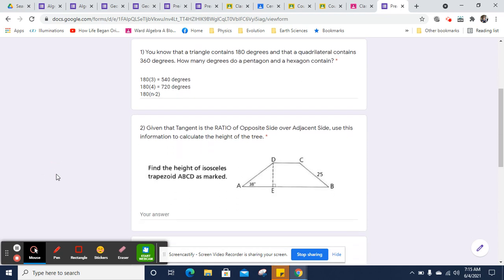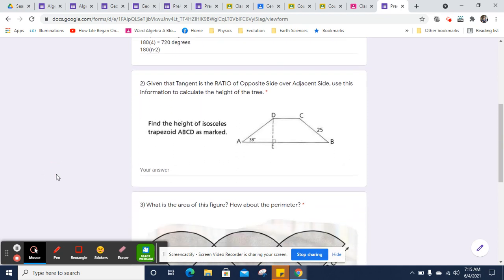So we're working with trigonometry, and you can find the height of the triangles. Now, given the tangent is the ratio of the opposite side over the adjacent side, use this information to find the height, not of the tree, of the isosceles trapezoid. Obviously, I have to make a correction there.